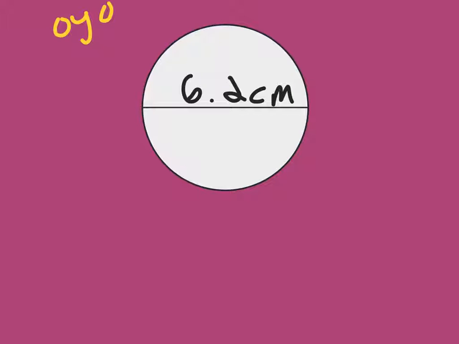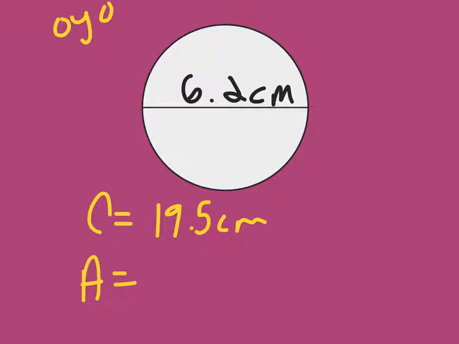Okay, if you did that for your circumference, using your formula either 2 pi r or the diameter times pi, you should get somewhere around 19.5 centimeters for your circumference. For your area, you should get 30.2. Don't forget your units and that it's squared.